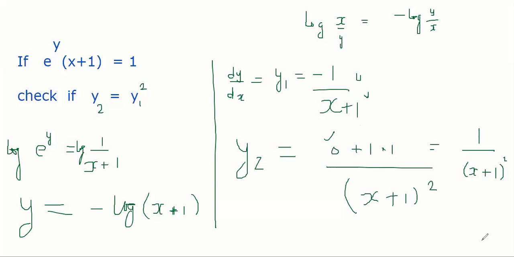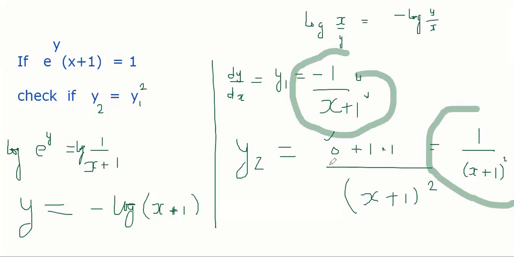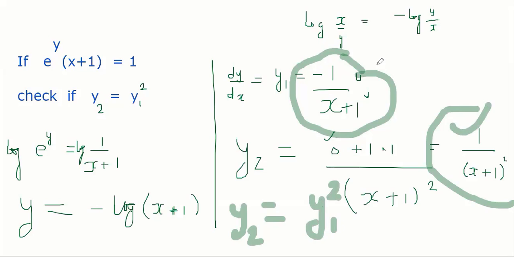And what was y1? This is my y2. This was my y1. So y2 is equal to, if you square y1, what will come? 1 by x plus 1 square. We can say y2 equal to y1 square, correct? This one is the square of this one.